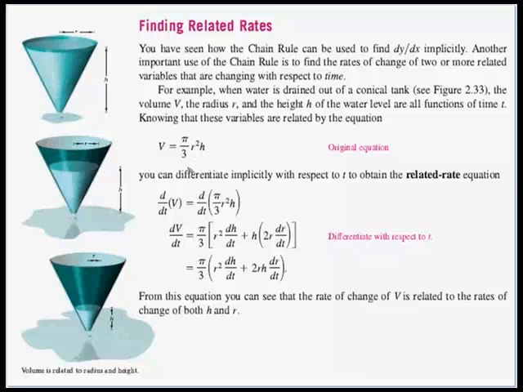So here's our original equation. We differentiate both sides with respect to t, and then we have our related rate equation. From this equation, you can see that the rate of change of the volume, V, is related to the rates of both h and r. Here in our related rate equation, we have dh/dt, the height with respect to time, and here is dr/dt. As the volume changes, those are also in a state of change too.